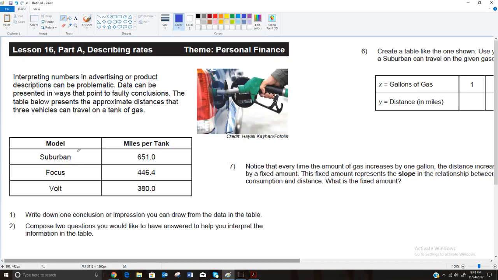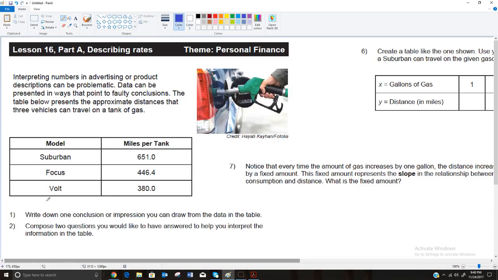So first we have a Suburban, and it says the Suburban on a tank of gas can go 651 miles. A Ford Focus can go 446.4 miles on a tank of gas on average, and a Volt can go 380 miles on a tank of gas. It says write down one conclusion or impression that you can draw from the data above. So when you look at this, this seems to tell you that the Suburban can go the greatest distance and the Volt can go the shortest distance.